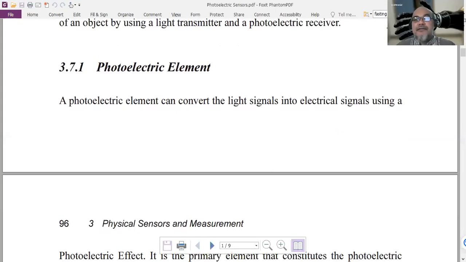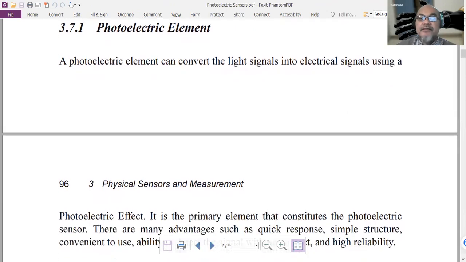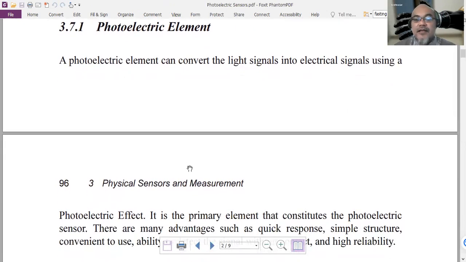So as the name implies, a photoelectric sensor converts radiation signals, light signals, or any other electromagnetic radiation, in the form of visual radiation or in other regions such as infrared radiation as well as ultraviolet as well as X-ray, towards an electrical signal. The effect is called the photoelectric effect.